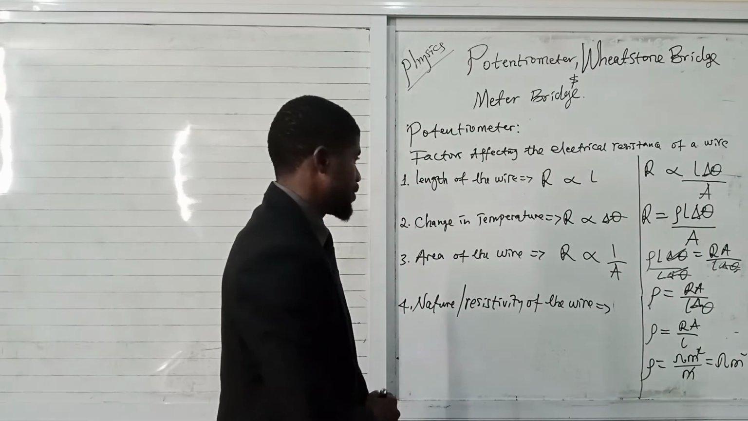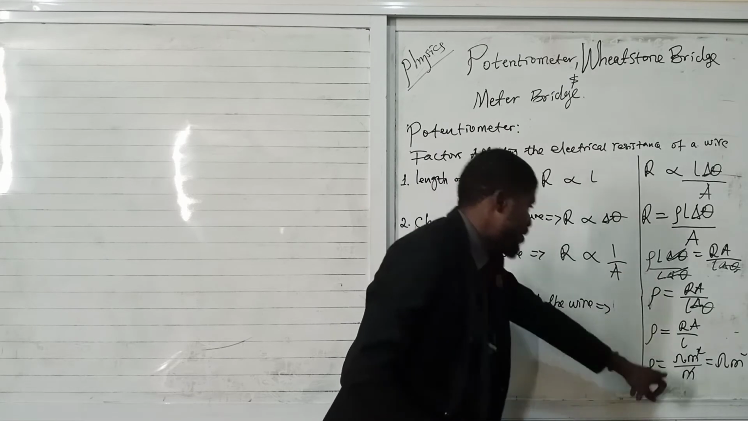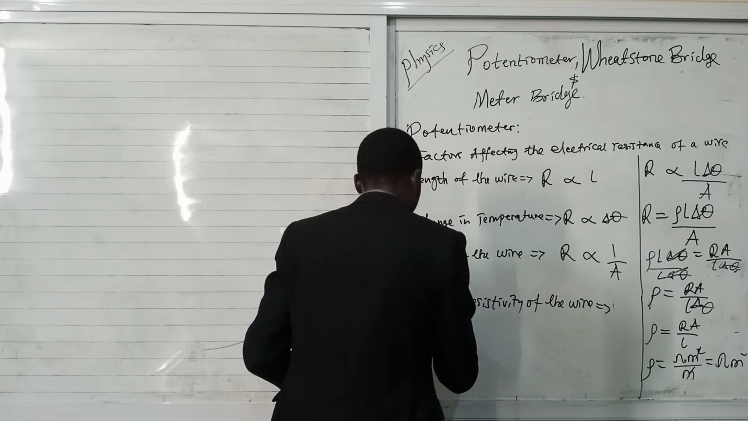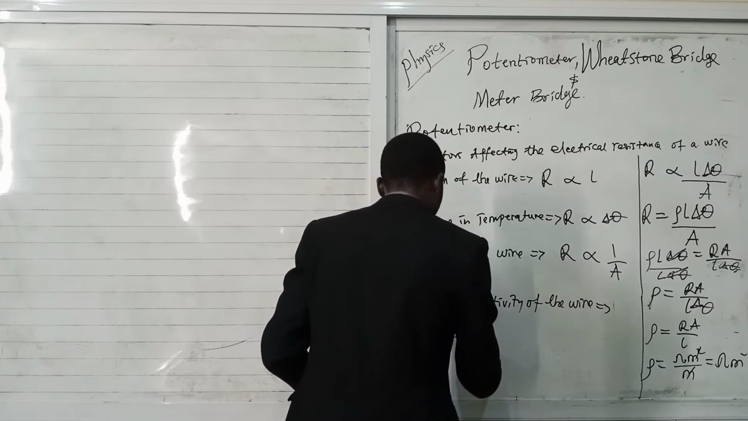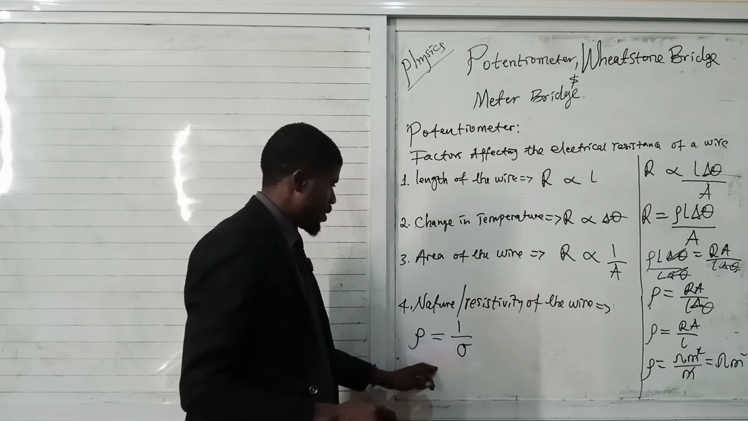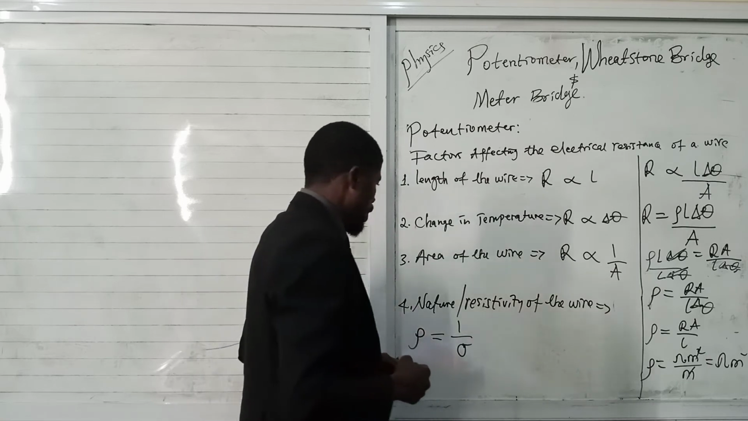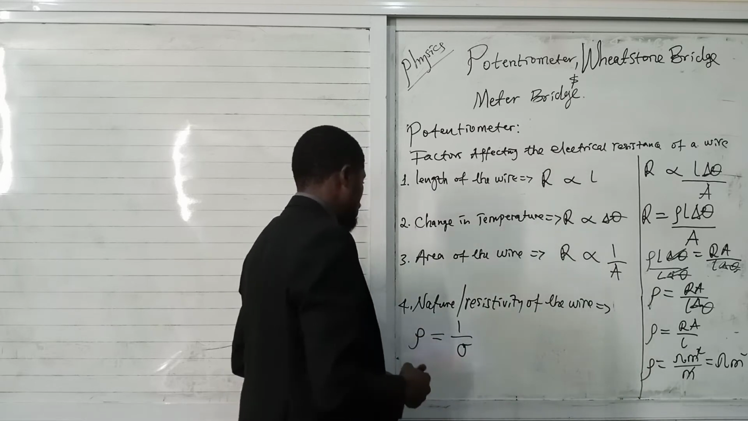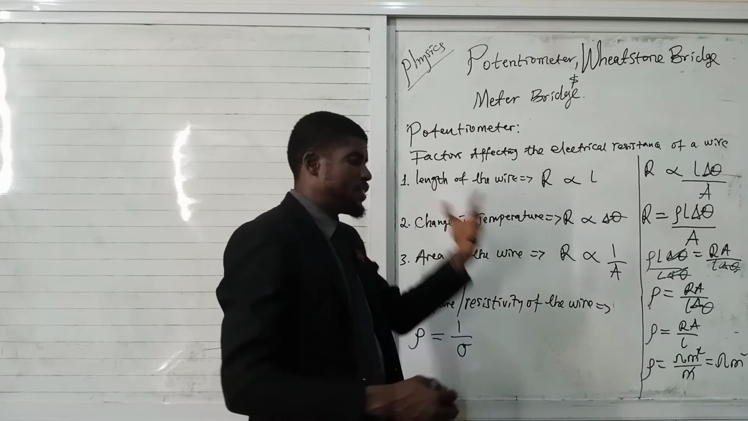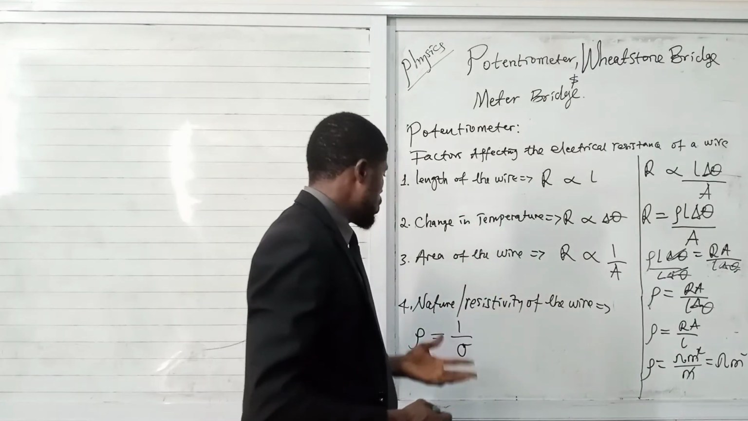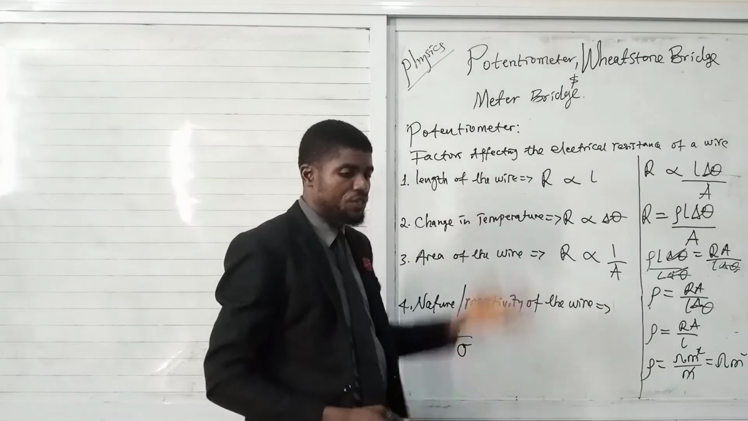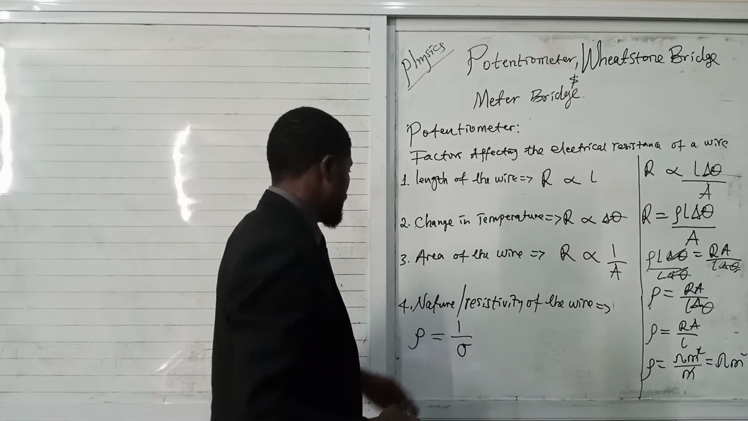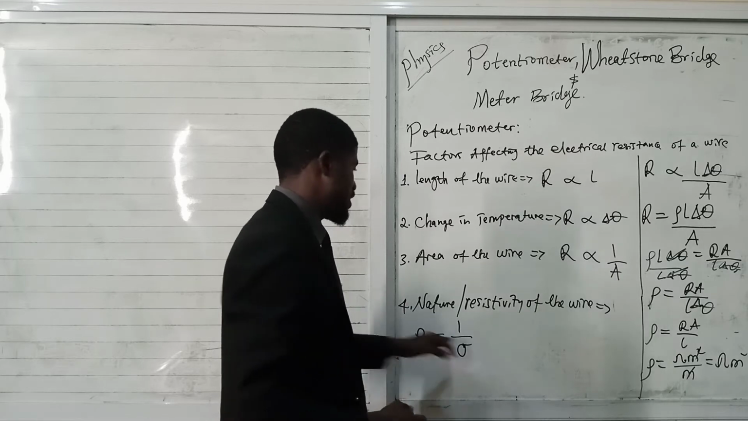Now, the resistivity of the wire is related to the conductivity of the wire with this equation. It means that for a conductor, as the temperature is increasing, the resistance will increase, and that will also cause the conductivity to decrease. So an increase in conductivity will cause a decrease in resistivity and vice versa.